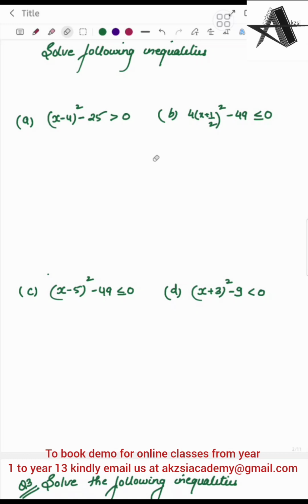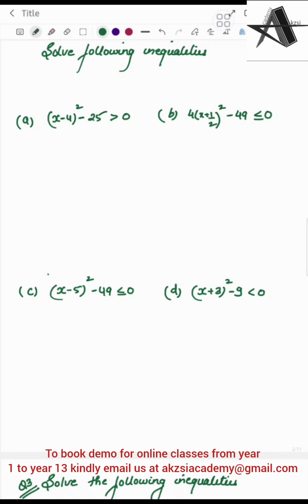So if your question is in this format, don't expand it first, convert it into a quadratic, and then solve. No, it is definitely going to waste your time. Let me show you how you can directly solve for the values. We only need to calculate the roots.